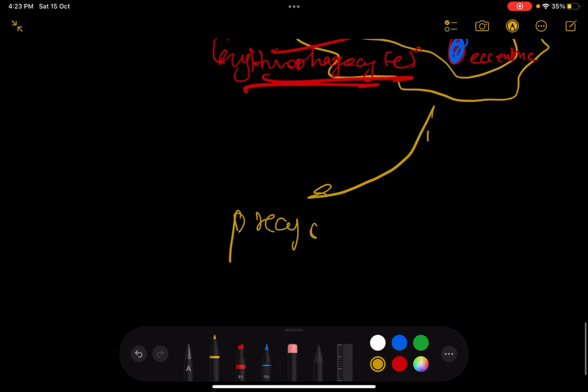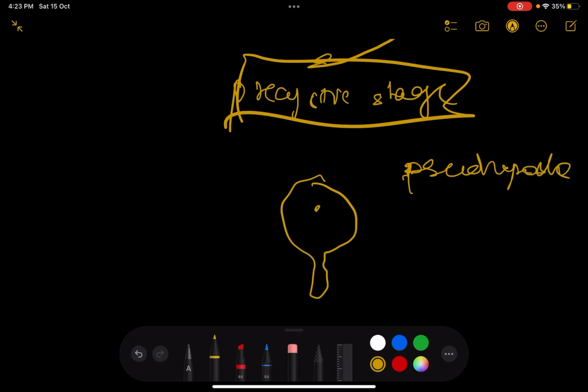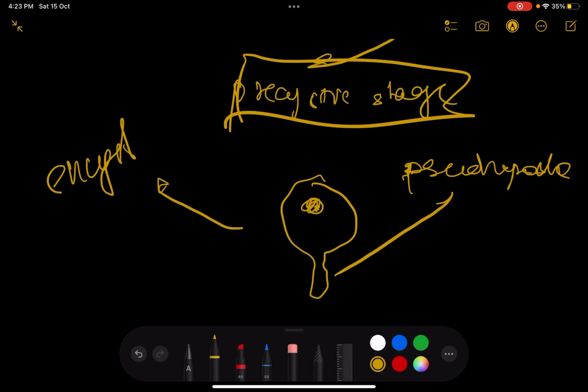And where does this occur? The pre-cystic stage. Well, when it reaches the cecum and colon, it becomes a pre-cystic stage. Okay, so it has a single pseudopodia, single, and obviously your nuclei, and then again the encyst stage where you're actually forming the cyst.